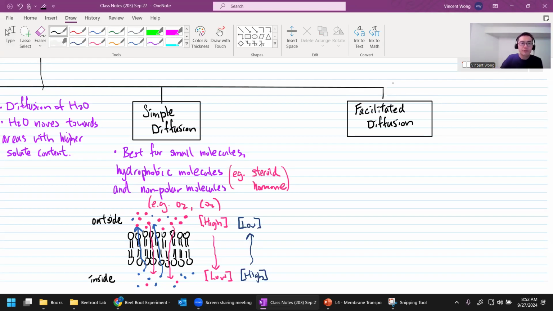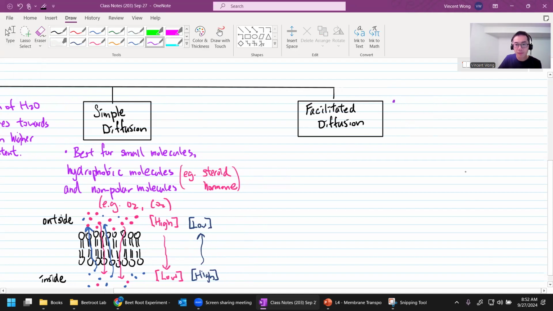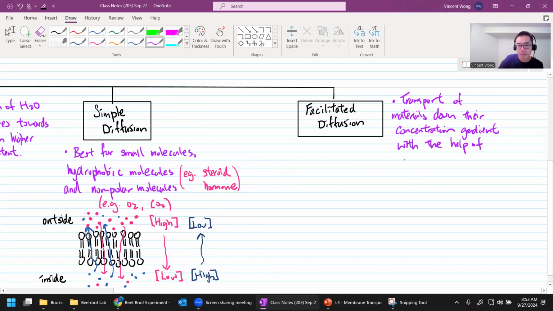So facilitated diffusion, I'm going to put it on the side here. It's still passive transport, okay? It's still no energy required. It is the transport of materials across, or you can say down, their concentration gradient with the help of a membrane protein.